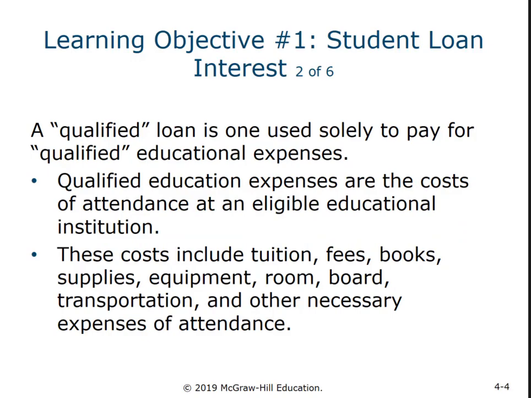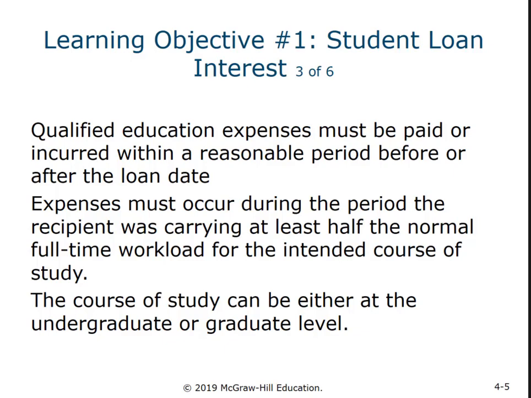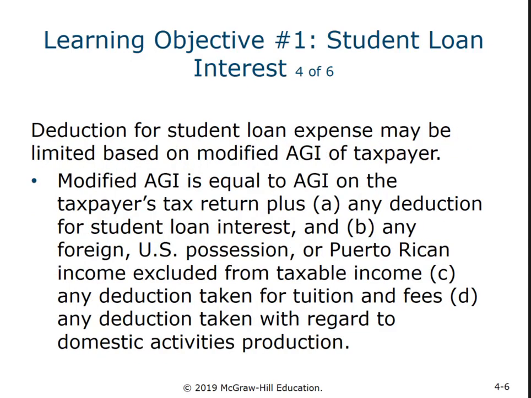And there's the definition of qualified expenses. Notice this is pretty broad: equipment, room, board, transportation, and other necessary expenses of attendance. So it's a pretty broad definition of what's necessary. So you do not have to worry too much about it being just for tuition, that sort of thing. And it has to be for at least half of the normal full-time workload. So it can't be just a class here and a class there. It can be undergraduate or graduate. There's no limit on what level of schooling it is.